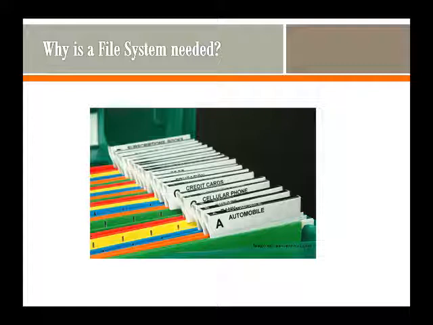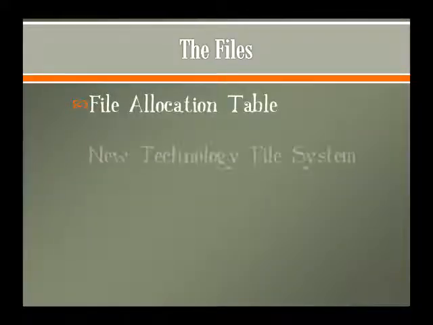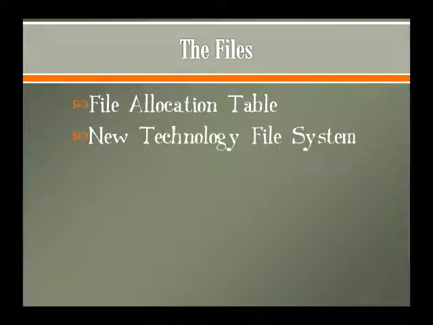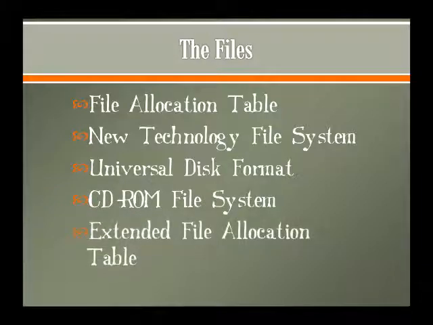Well, computers are the same way. So if you have many files just placed all over your computer and you want to find a particular one, well, if your computer doesn't have a system, it has to leaf through every one to find the correct one, which could take some time. So the types of file systems: file allocation table, new technology file system, universal disk format, CD-ROM file system, and an extended file allocation table.